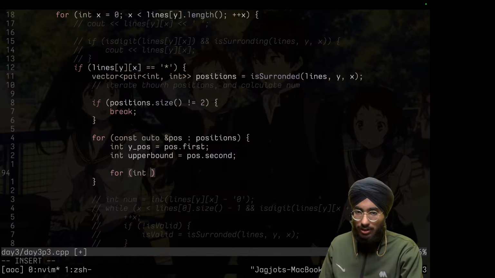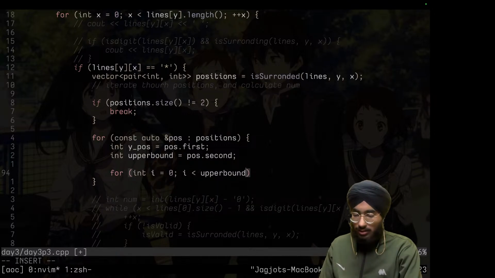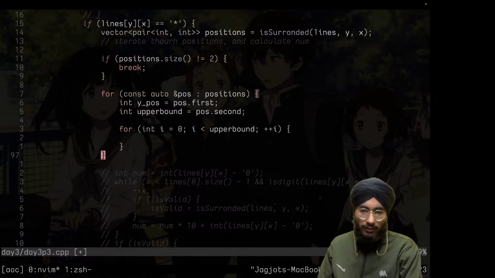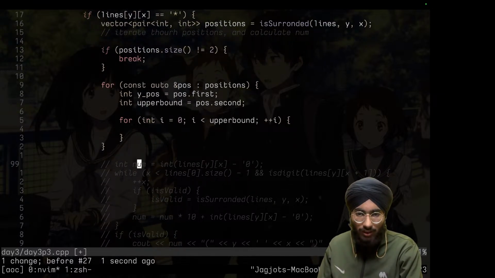Upper bound is position dot second, and for I equals to 0, I less than upper bound. It was a built-in function, upper bound, and I plus plus. Okay, we just gonna do this.